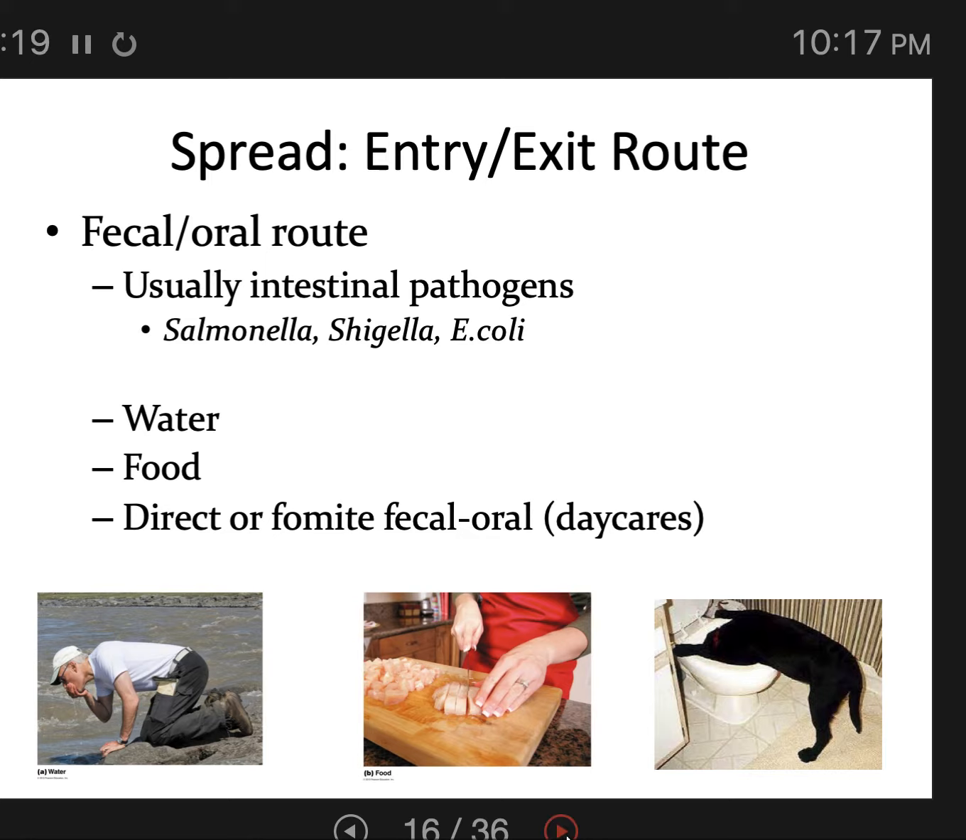So those are examples. The entry-exit route is different from the kind of transmission that we covered in the last PowerPoint. So you can have vehicles like water or food, so that's vehicle transmission using the fecal-oral route, right? Or you can have direct transmission employing the fecal-oral route.